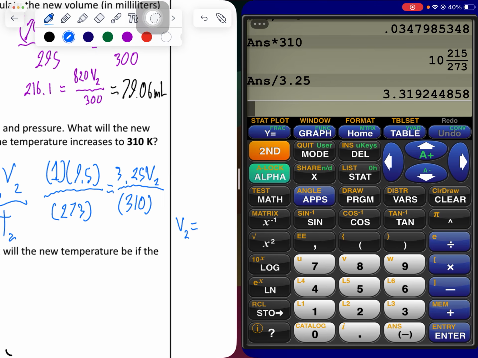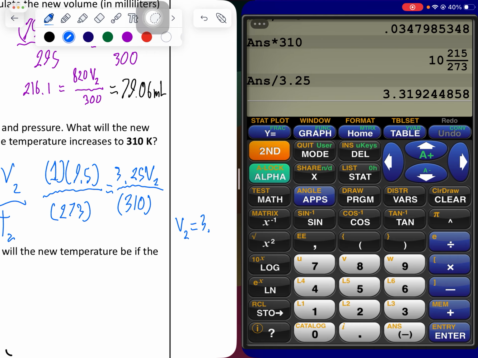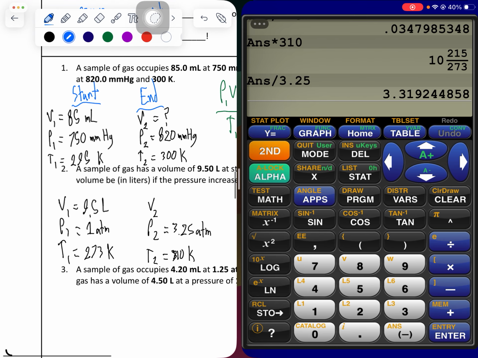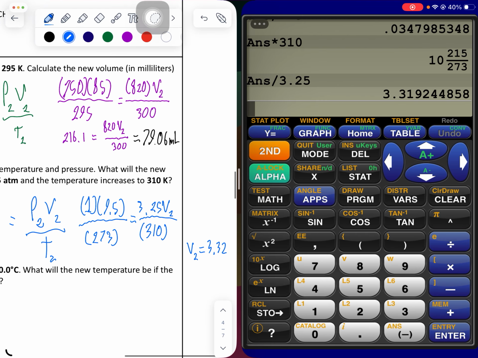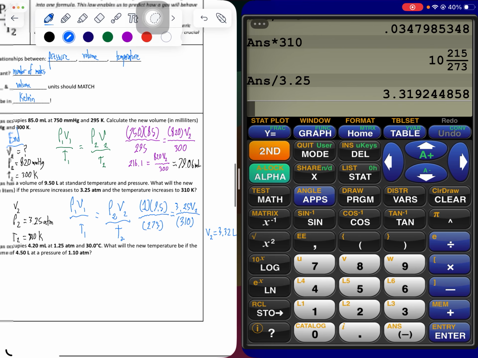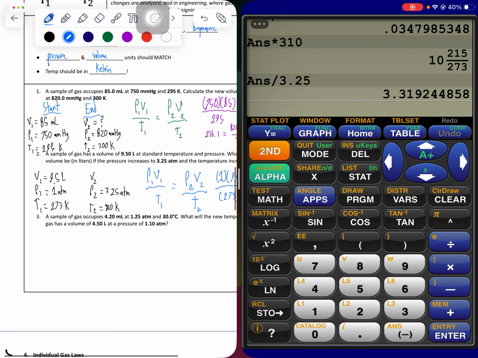But plug this all in. As you can see, our answer, our volume, 3.32. Double check your units. What units of volume did we have to start with? We had liters. So that means this answer is going to be in liters as well. Okay. Last example.